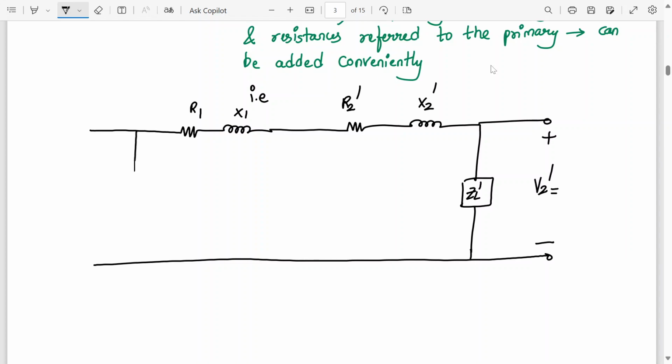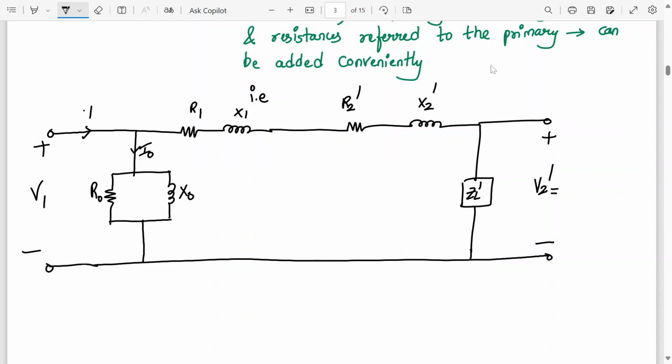Alright, and here it comes, this is I naught. This is RO, this is XO. So that is what we have done. We have shifted this RO parallel to XO branch to the left hand side. This is plus minus V1, this is I1.